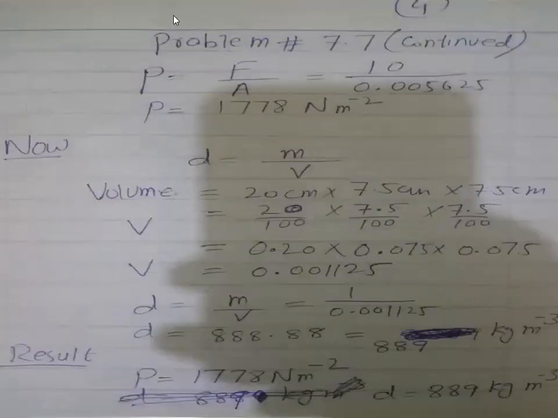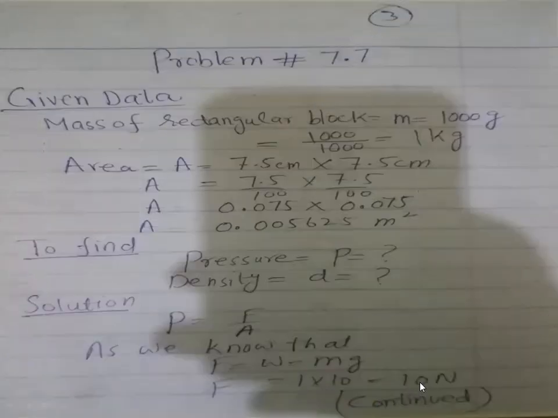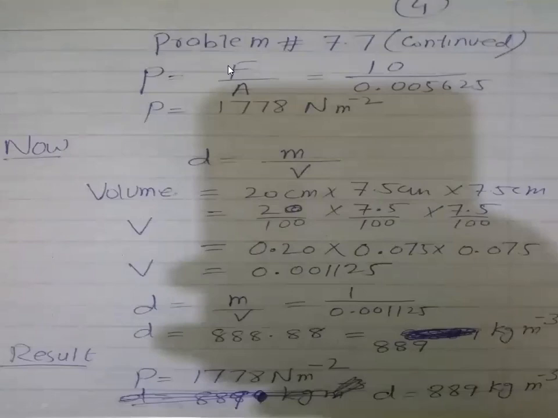So I use the formula pressure is equal to force per unit area. I just found the force is 10 Newton, and the area is 0.005625. I substitute these two values, the value of area and the value of force, to calculate the pressure. Force is 10 and area is 0.005625. If you solve this with a calculator, 10 divided by 0.005625, you will get 1778.